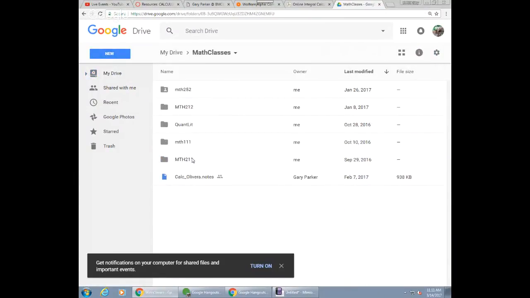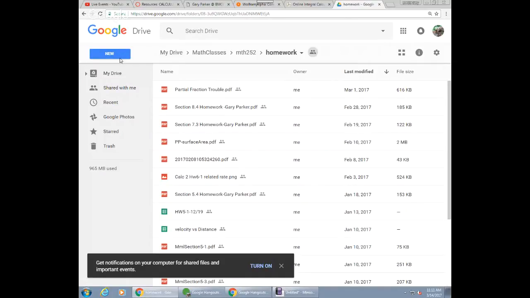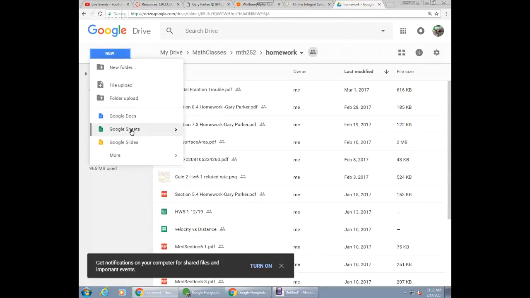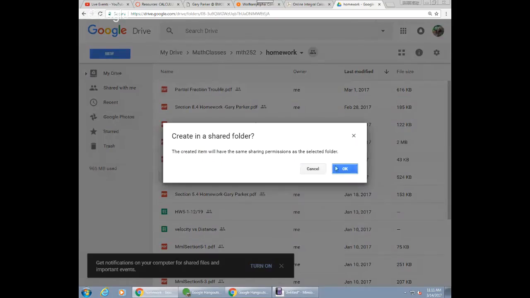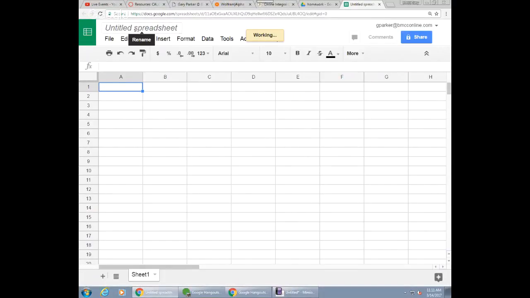Switch to the right folder. If you use Google Drive, it's always a good idea to put yourself in the folder you want something to live in before you make a new file, so that you don't have to move it later. All right, so I'm going to make a spreadsheet for homework 8, 6, 5. And I'm going to calculate the x values and the y values here.